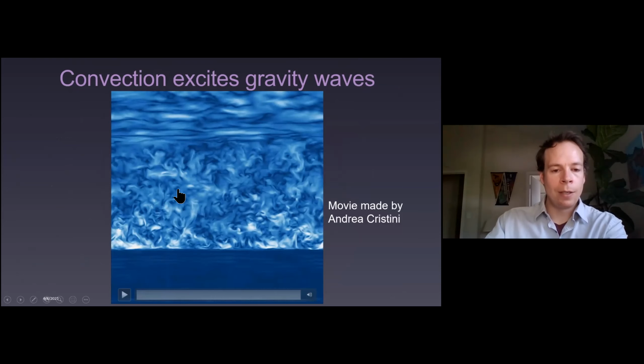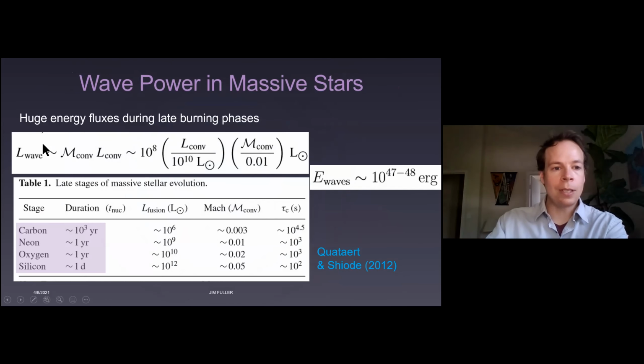So again, what we think happens is that you have this very vigorous convection that's happening due to things like oxygen burning and silicon burning at the end of a massive star's life. And that puts a lot of energy into waves. So to order of magnitude, the amount of energy that you put into waves is something like the Mach number of the convection times the luminosity carried by that convection. And at the end of a massive star's life, the luminosity carried by the convection in the core can be enormous. It can be something like 10^10 solar luminosities. So that's actually brighter than a supernova.